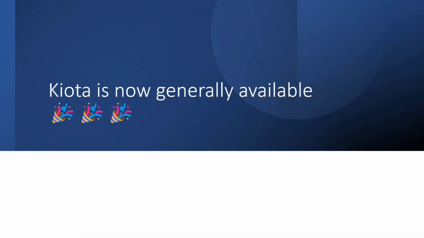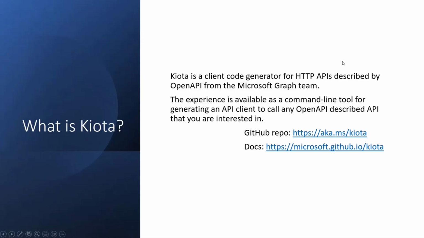We're excited to come to this group today to announce the general availability of a tool we've been working on quite extensively in the last 2 years, which is called Kiota. You might have seen this in some preview stages in the past. Kiota is a really cool tool to work with HTTP APIs. But what is it exactly? It is a client code generator for HTTP APIs that are described by OpenAPI, from the Microsoft Graph team.